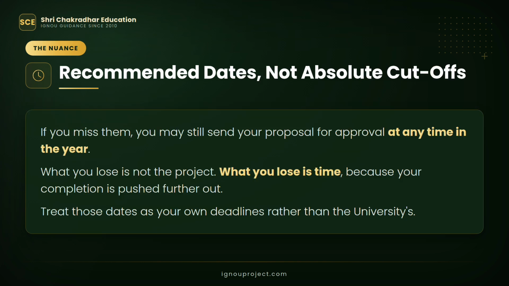Now, a nuance almost nobody states correctly. Those 2 dates are recommended, not absolute cutoffs. If you miss them, you may still send your proposal for approval at any time in the year. What you lose is not the project. What you lose is time, because your completion is pushed further out. Treat them as your own deadlines rather than the university's.